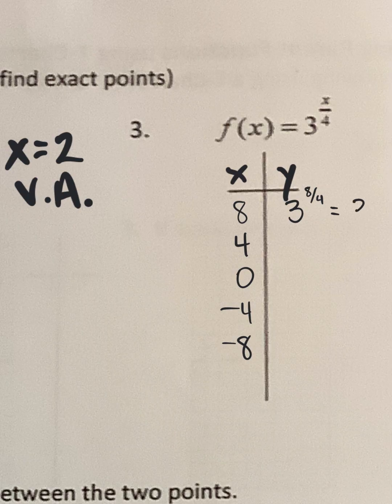2. So that's 3 squared, which is the ordered pair point 8, 9. Then if I do 4, so I've got 4 divided by 4 gives me an exponent of 1, which is just 3. If you use 0 divided by 4, that's just 0. And 3 raised to the 0, any base raised to the 0 power is the number 1.